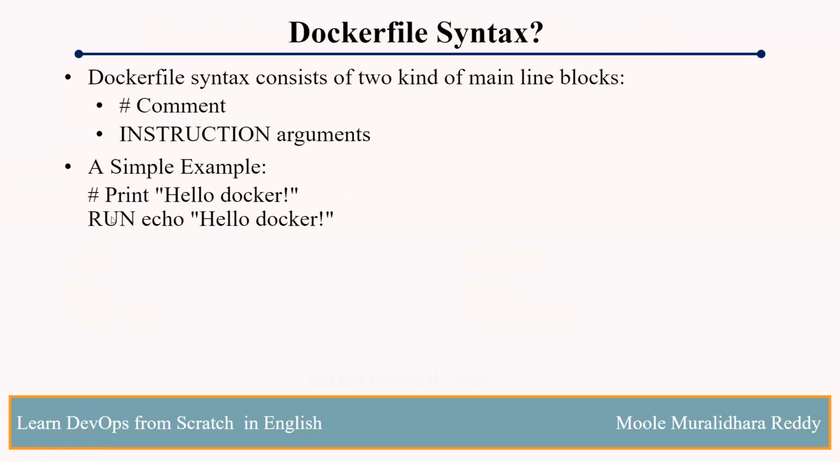Now I'm using the RUN instruction with echo. Echo means it will print the particular content. Currently it is showing hello Docker, right? It will print the content when you use the RUN instruction. Okay, I hope you understand. Any question? And coming to the instructions inside the Dockerfile, we can discuss them one by one in more detail.